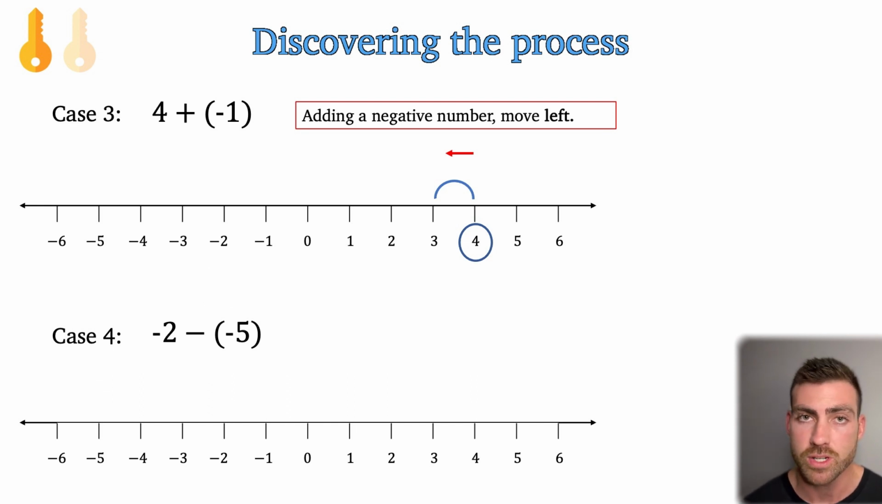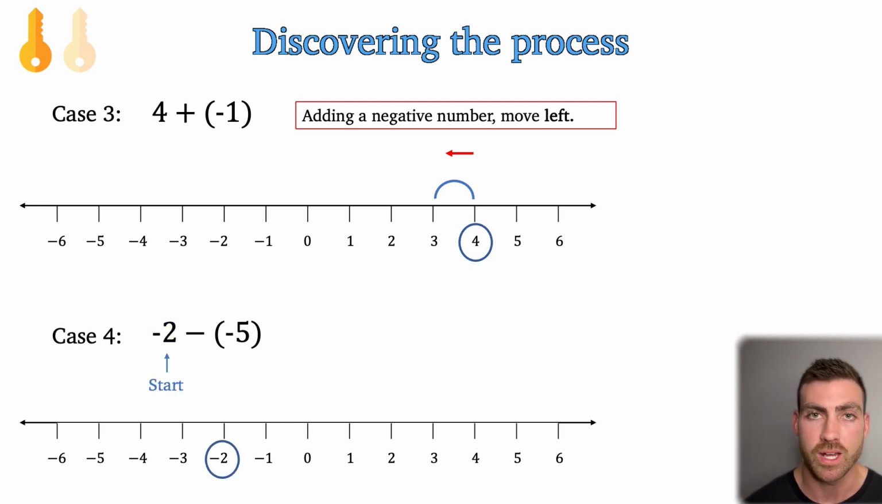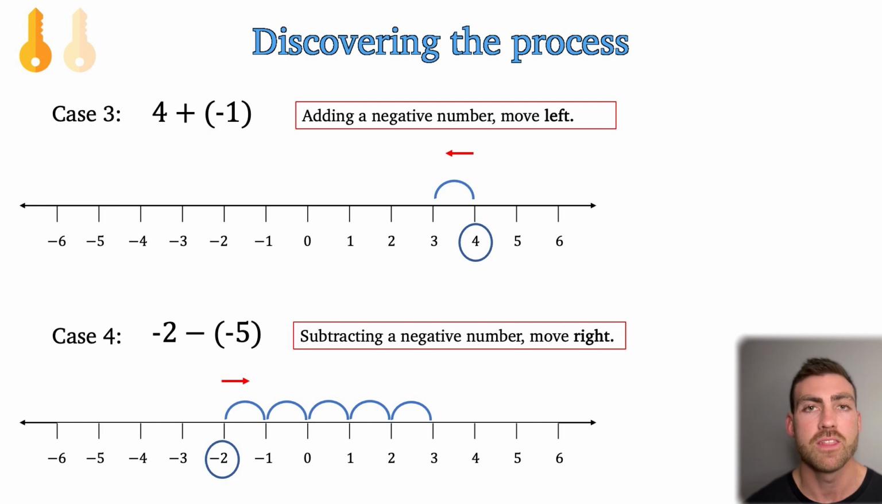So to start this question, what does the first number tell us again? Yes, where we start on the number line, in this case negative 2. Now the operation is subtraction, telling us to move left. However, what comes next is the negative sign. So we need to change directions again, moving to the right 5 jumps, landing us on 3. This is the fourth case. Subtracting a negative number, we move right.